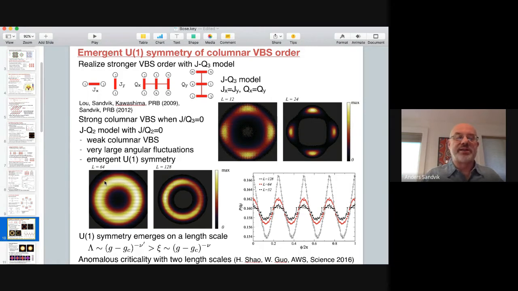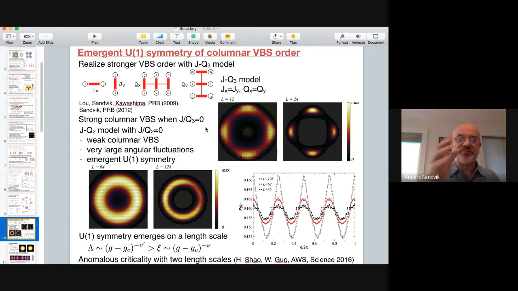In fact, this was taken early on as a confirmation of the DQCP scenario, because the prediction by Senthil et al. was that the valence bond solid should have emergent U(1) symmetry, which, in my naive understanding of it, means exactly this: that the system doesn't distinguish between columnar or plaquette or anything else.